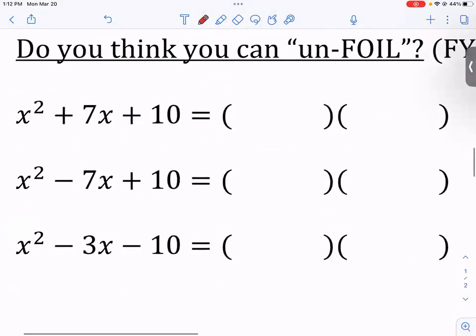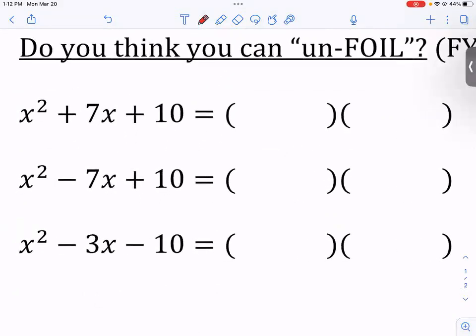Okay. So raise your hand if you figured out what two binomials multiplied to get this. Andrew, what'd you get? X plus 2 and X plus 5. What's 5 plus 2? 7. What's 5 times 2? 10. So what about this one? What has to change here? If this is subtraction, but this is a positive number, what changes here, Sophia?